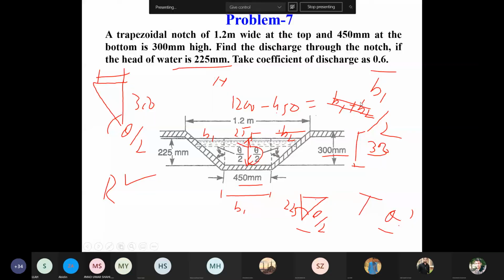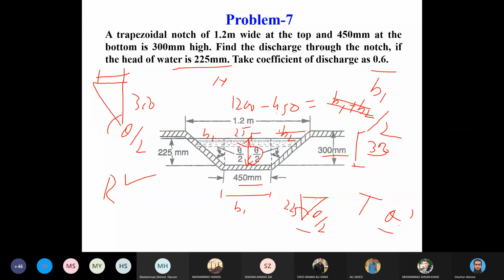Against this 225 height, we do not have this width B. Do we have? If we have this width B, then we can find this theta. Okay. But however, in terms of 300, we can find the width of this notch, which is 1200 minus 450 divided by 2.